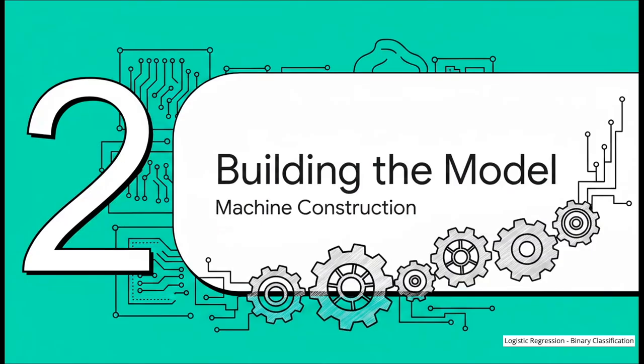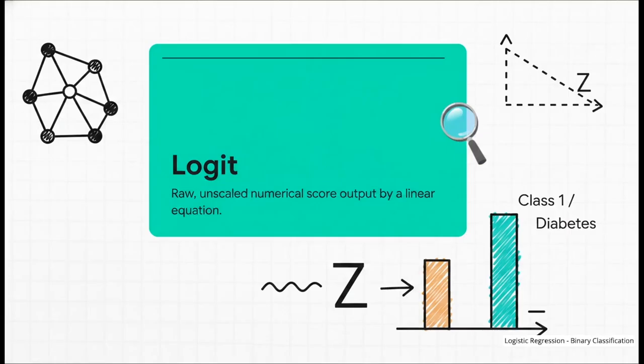Moving right along to Section 2, building the PyTorch model. Let's look at the actual machine construction. In PyTorch, we build a binary logistic regression model using nn.Linear. But what exactly does that linear layer spit out? Well, it gives us something called a logit.